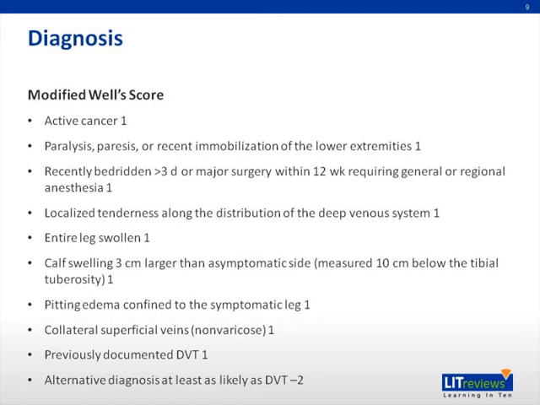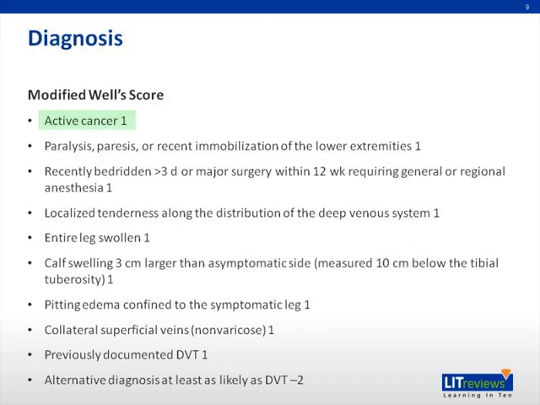Continuing on with the diagnosis of DVT, many of you are familiar with the Wells score for PE. The purpose of the Wells score is to use a given patient's risk factors and clinical presentation to risk stratify them for PE. Similarly, there is a Wells score for DVT. As you can see, it incorporates the risk factors and clinical presentation that we talked about previously.